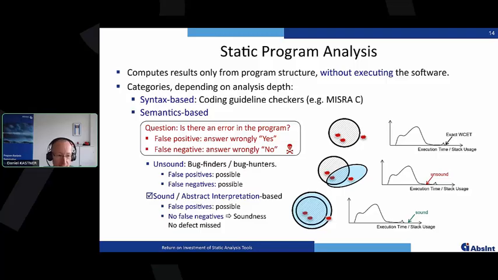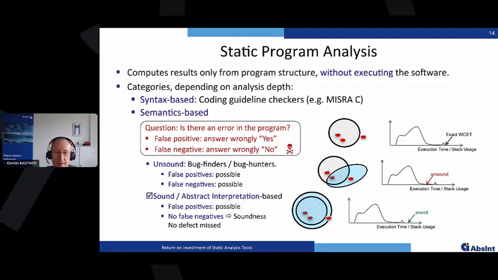The easy one is the unsound level. So there you can find bug hunters, bug finders. There are many tools in this area which can have false positives and false negatives. And you can use the formal method of static analysis, abstract interpretation, where you can essentially prove soundness of the analysis. And soundness means that, well, there will be no defect missed. So here you cannot have false negatives anymore. For runtime error analysis, that means that, for example, no buffer overflow is missed. For worst case execution time or worst case stack usage, it means that the true worst case is never underestimated, it can just be overestimated.